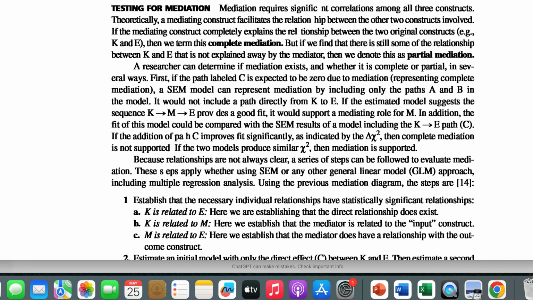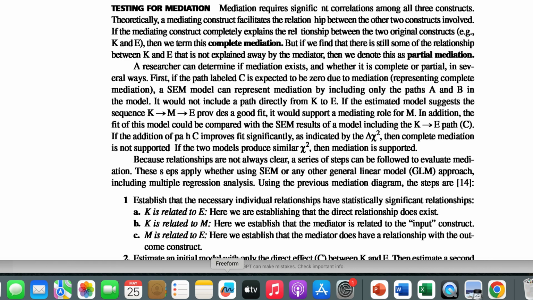Because relationships are not always clear, a series of steps can be followed to evaluate mediation. These steps apply whether using structural equation modeling or any other general linear model approach, including multiple regression analysis using the presented mediation diagram.